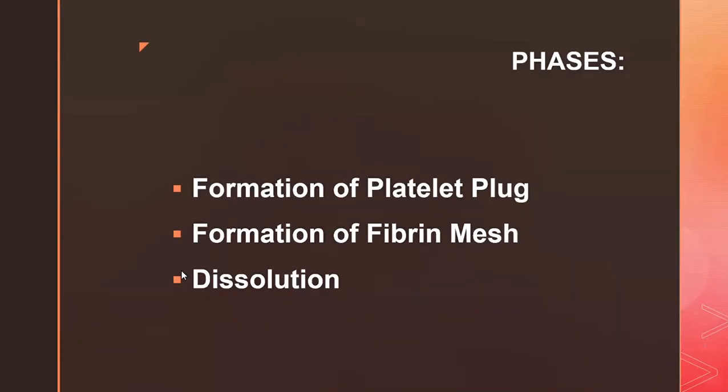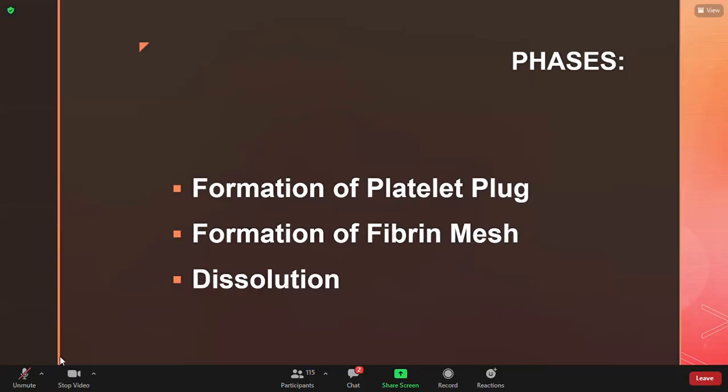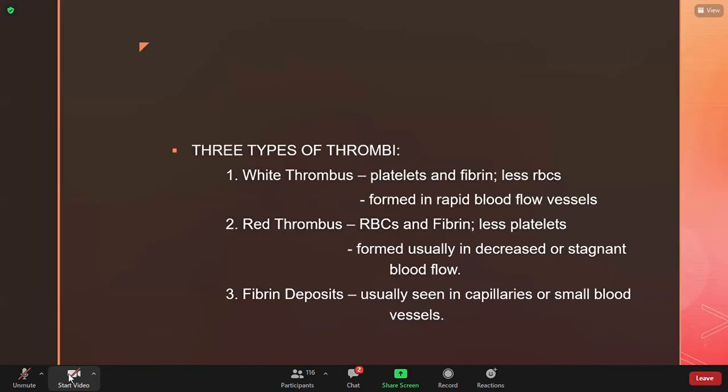So there are three phases of hemostasis and thrombosis. First, the formation of platelet plug. Second, the formation of fibrin mesh. And pag okay na yung wound, the dissolution of it. So generally speaking, there are three types of thrombi. It depends on the area, or on what blood vessel ang nasugatan.